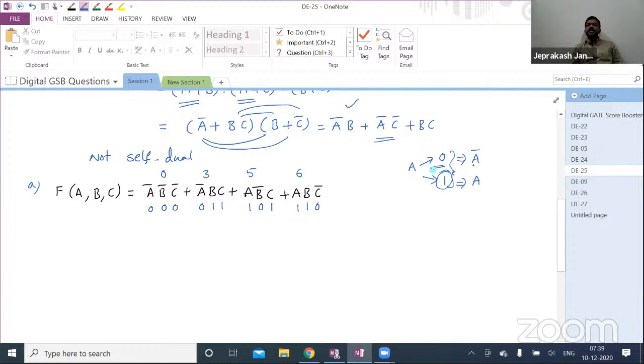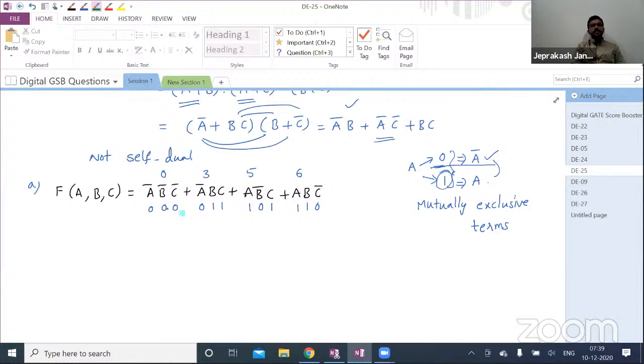At any time, among these two values, only one value we can choose, not both at the same time. So if you are considering A bar, then A won't be present at that time. If you are considering A, then A bar won't be present. So these two are mutually exclusive terms. You might have heard this term in probability, in your mathematics. When this case is happening, this case won't happen, like that. So these are mutually exclusive terms.